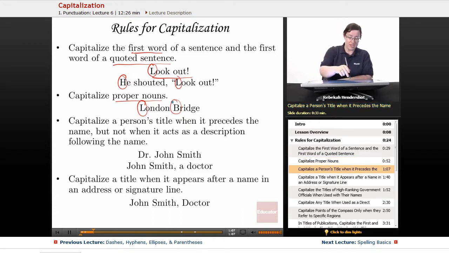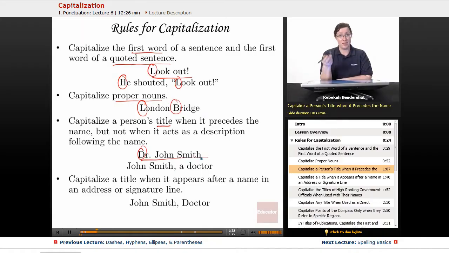You also capitalize a person's title when it precedes the name, when it comes before that person's name, but not when it acts as a description following the name. So let's say we're talking about a physician whose name happens to be John Smith. Well, if you write Dr. John Smith, you capitalize the D in doctor. You also abbreviate it, usually.